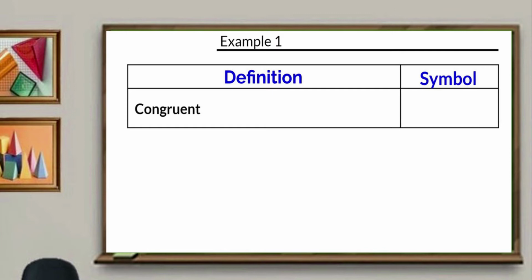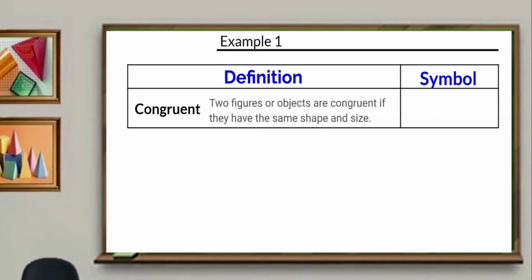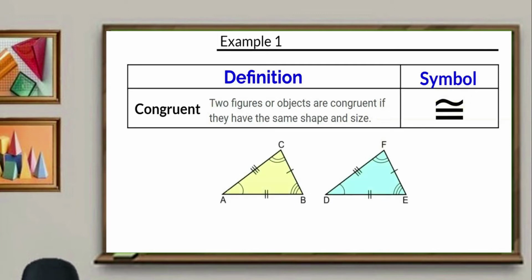Example number 1. Let's talk about the definition of congruent. Congruent means two figures or objects are congruent if they have the same shape and size. And its symbol right here looks like an equal sign with a wave on top of it. If we have two congruent triangles, then we will say triangle ACB is congruent to triangle DFE.